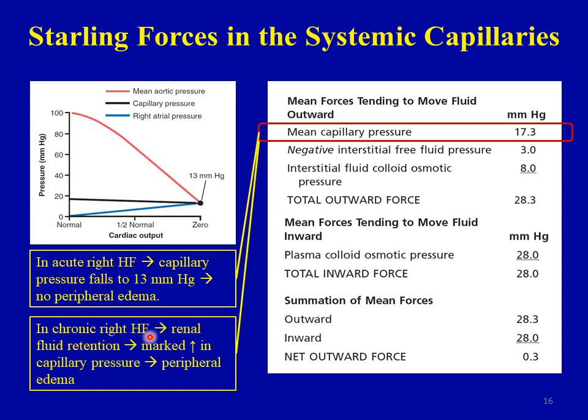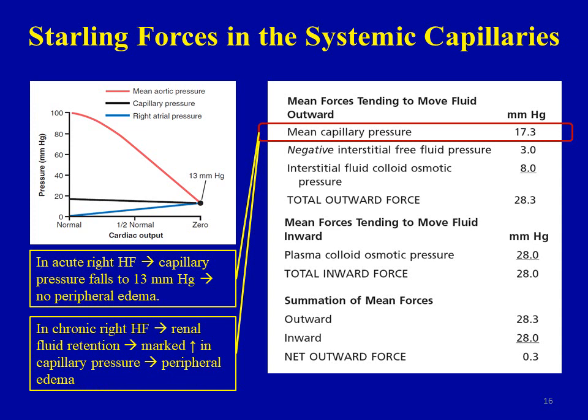right heart failure, due to the renal compensatory mechanism, there will be renal fluid retention, marked increase in the capillary pressure. So this capillary pressure will increase dramatically. Let's say it will increase to 20 or 22 or 25, and this will lead to an increase in the net filtration pressure. So the net filtration pressure will become, for example, 3, 4, or 5 millimeter mercury, and this will lead to excessive filtration of fluid into the interstitium and will result in peripheral edema.